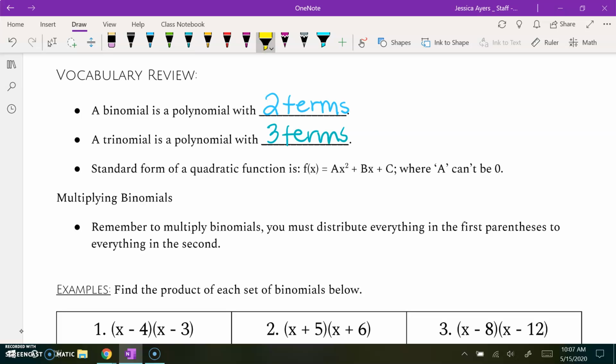You might remember standard form of a quadratic function is f of x equals ax squared plus bx plus c, where a can't be 0, because if a was 0, then that whole quadratic would no longer be a quadratic, it would just be linear.